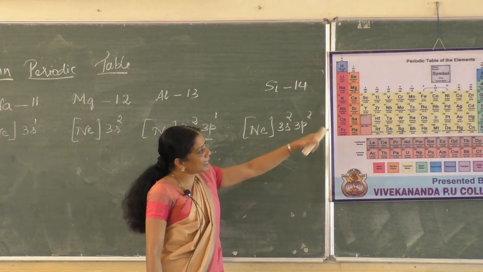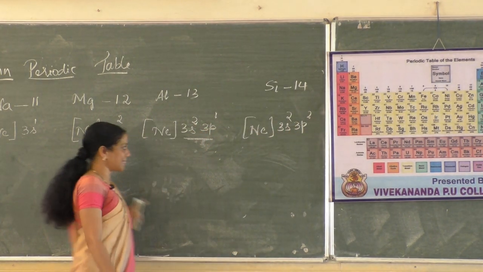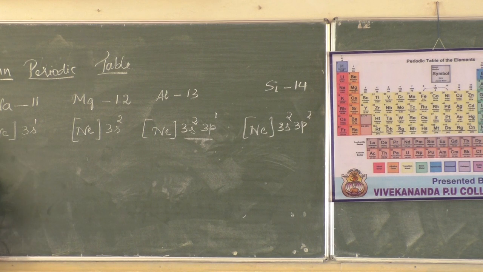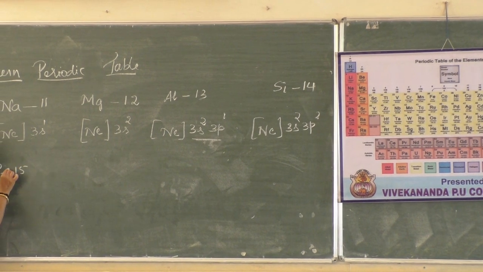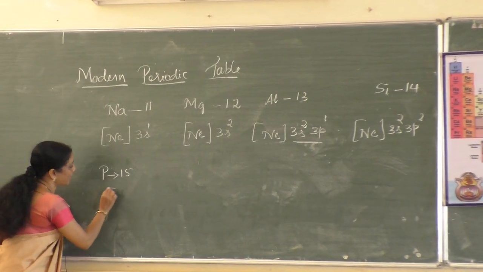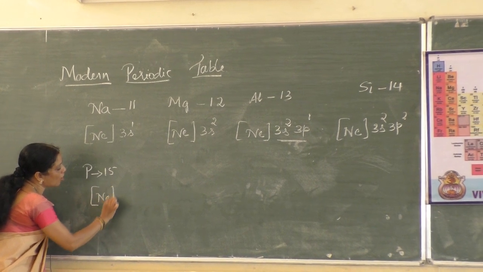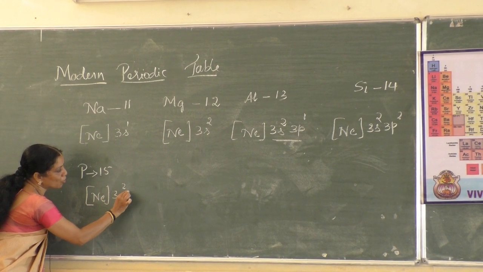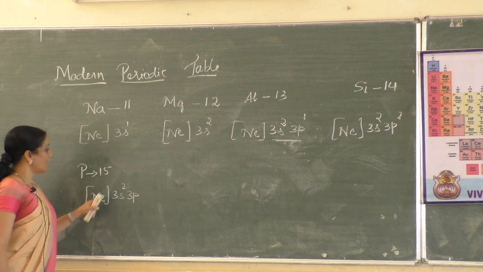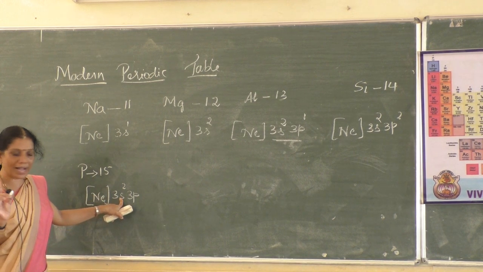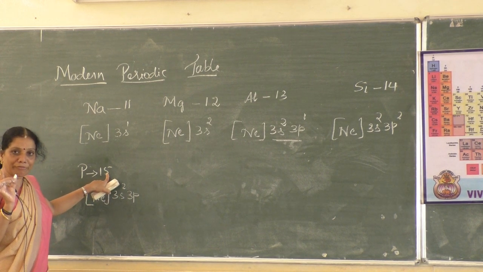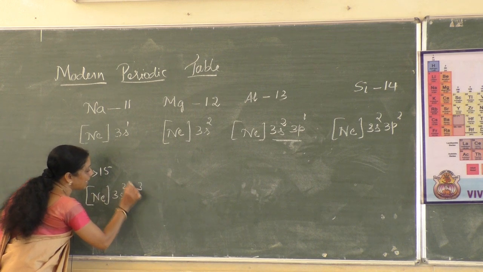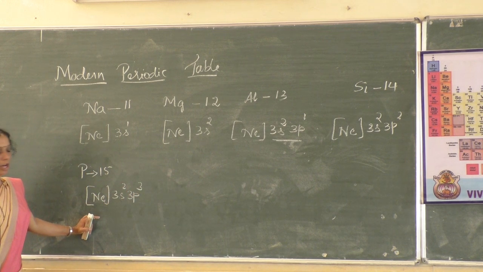If I write the next element, you can see that it is phosphorus, isn't it? What is the atomic number of phosphorus? 15. The atomic number is 15. If I write the electronic configuration, neon 3s2, and how many electrons have been written? Totally 12. Here it contains totally 15 electrons. The remaining 3 electrons enter into the p orbital.